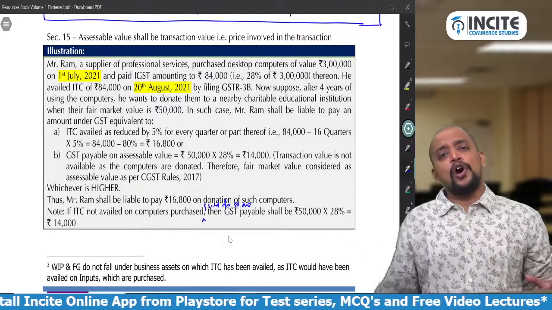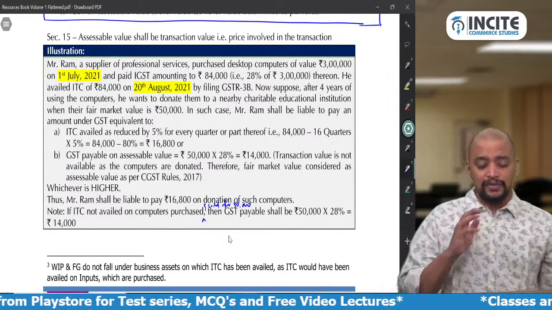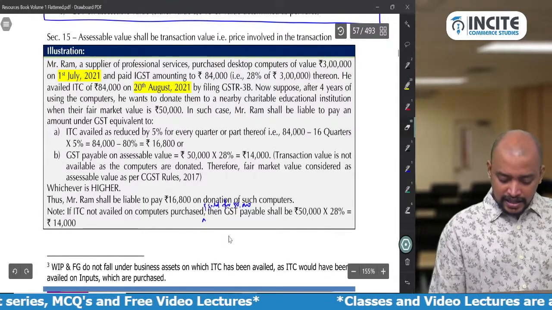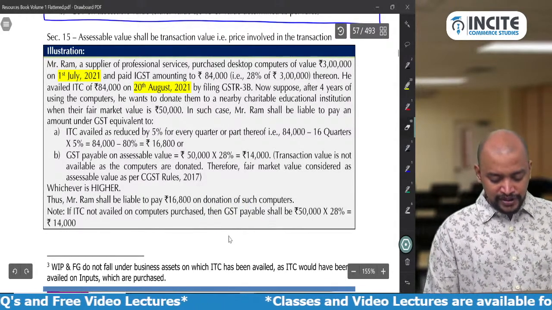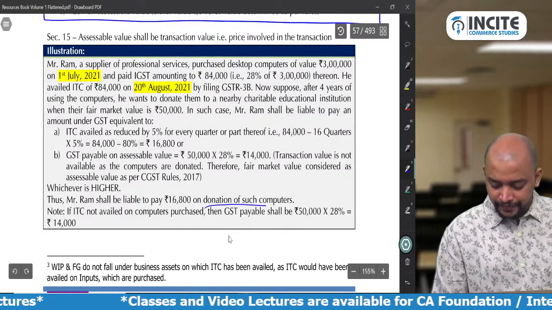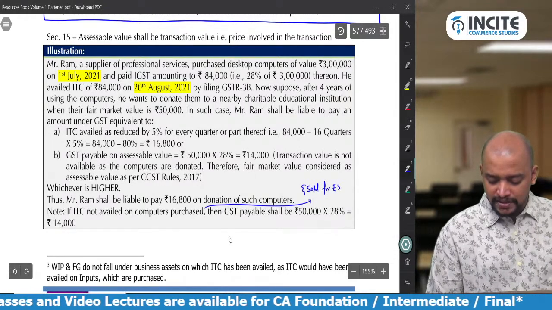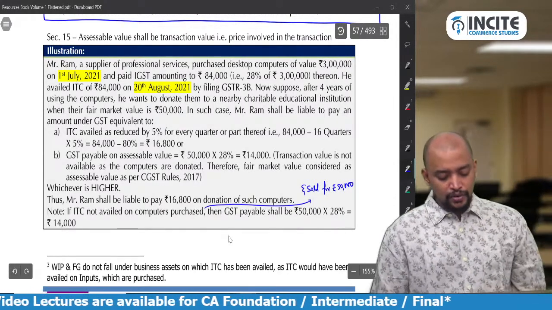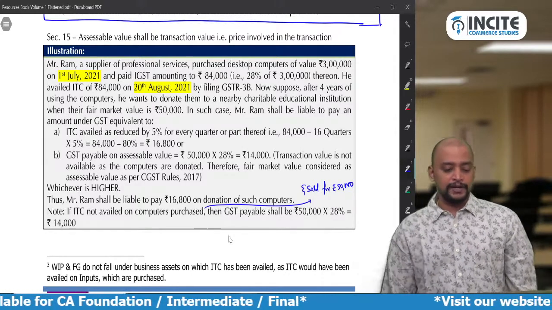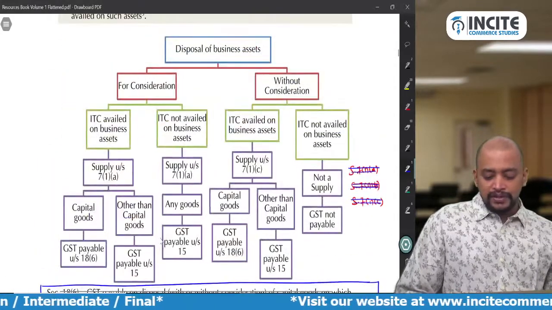So in that case, you normally need to take the normal GST computation, sale value into GST rate. What is the sale value? 50,000. Okay, so here that line is missing. That is, if ITC is not availed on computers purchased and sold for rupees 50,000, then GST payable will be 50,000 into 28%, that is 14,000. Okay. Next. So this is how we need to determine.